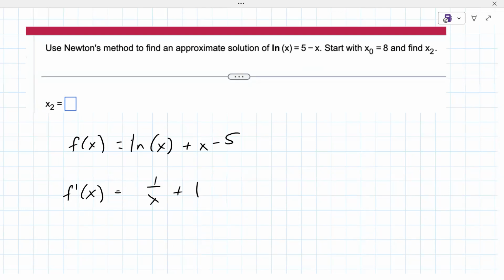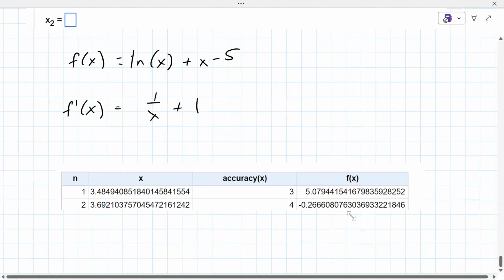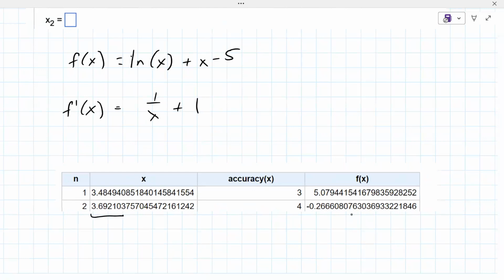Because there's a million calculators on the internet, let me give you the results here in case you want to check your answer later on. We're starting out at 8. Execute. All right, so this table might not make much sense to you, but the answer is this one over here.